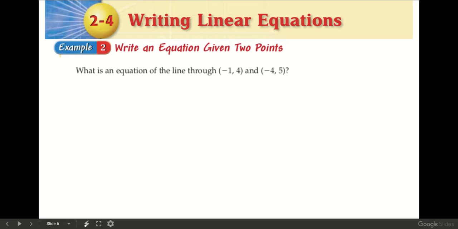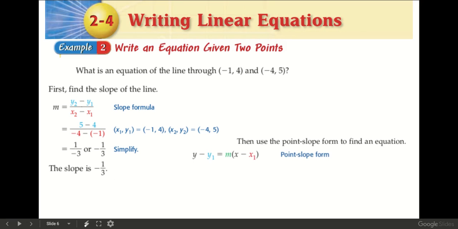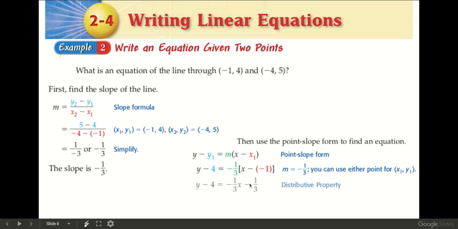If I were going to write an equation for 2 given points, here are my 2 points. I'm going to go ahead and find my slope. Again, using the slope formula, substitute your y coordinates and your x coordinates. So go ahead and simplify, and that would give you 1 over -3 or -1/3. And so now that I have my slope, I'm going to go ahead and use that point slope form, right? With my slope and my x and y coordinate, substitute in my values, and then go ahead and simplify.